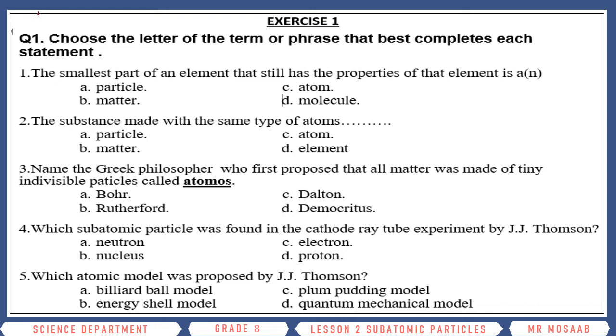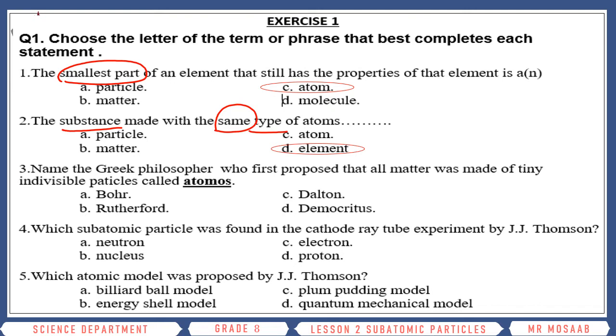The first question is the smallest part of an element. As you can see here, this word directly we can go to the answer. It should be an atom. So the smallest part of an element is an atom. The substance made with the same type of atoms, directly it is an element because it is the same type.